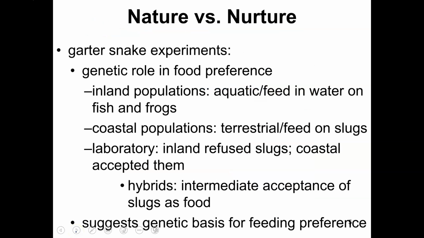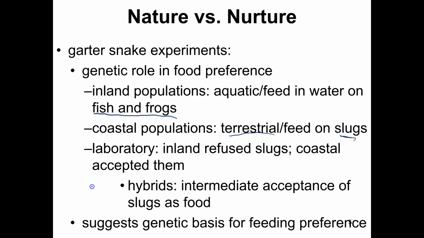So now let's look at garter snakes. Garter snakes live all over. They're super common. You've probably all run into a garter snake at one time or another. There is a genetic role in what type of foods they prefer. So there are inland populations. They feed on fish and frogs. And then there are coastal populations, so these are the terrestrial ones, and they feed on slugs. So inland populations, fish and frogs. Coastal populations, slugs. All right.